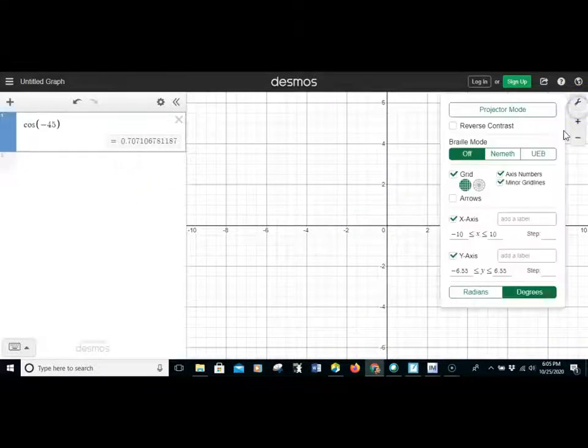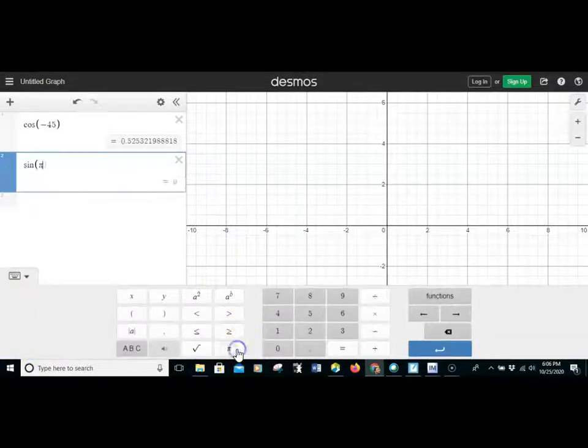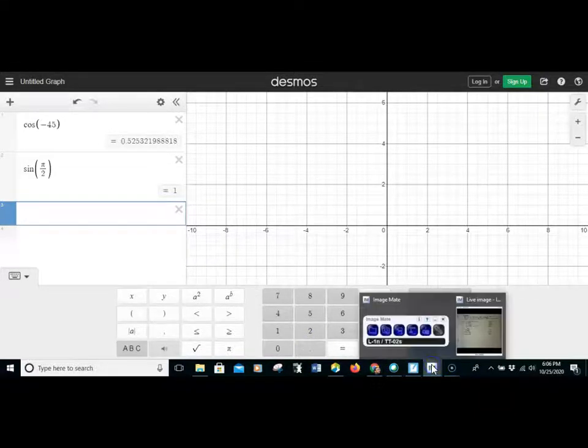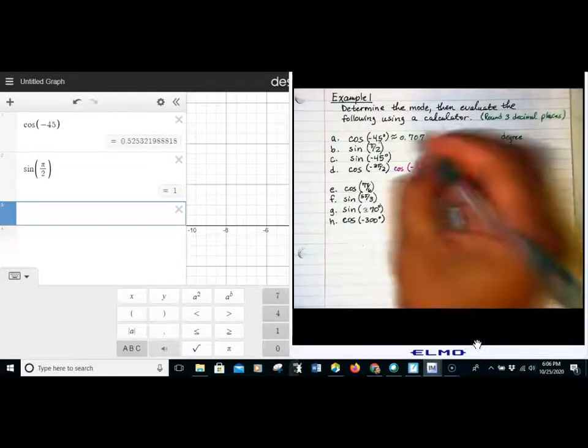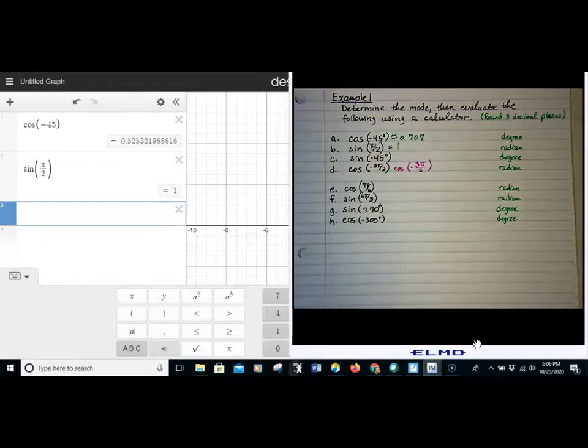So we come back here, click on radians, and then we can actually put it in. So we do sine, put the parentheses, pull up this actual keyboard down here. So we have pi divided by 2, and then close our parentheses. And we get an answer of 1. This one we don't have to round, so we just say it's equal to 1. So we have 2 of them done.